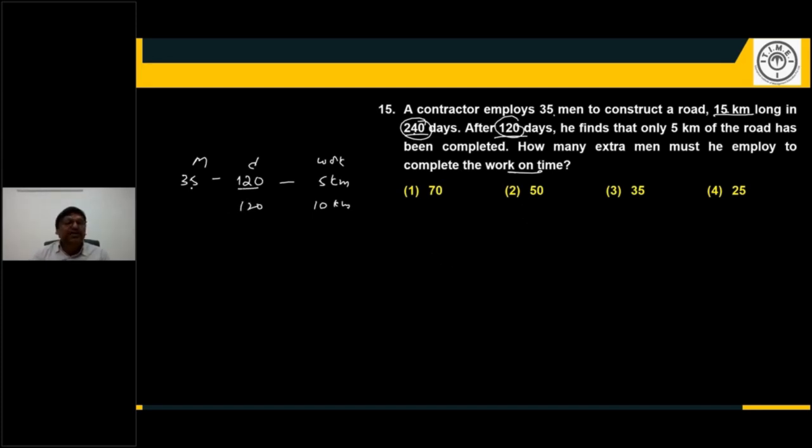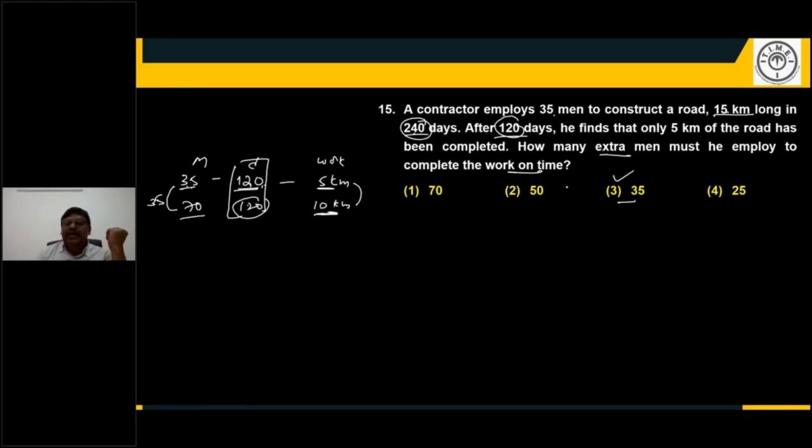So in 120 days, these 35 men will complete 5 kilometers. The time is the same here, ignore it. To complete 5 kilometers in 120 days, I need 35 people. Tell me, to complete 10 kilometers, double the work, don't you need double the people? Because days are the same, 120, 120. So you need 70 people. But the question is asking how many extra men are required, so I already have 35. You need 35 extra men to complete the work.